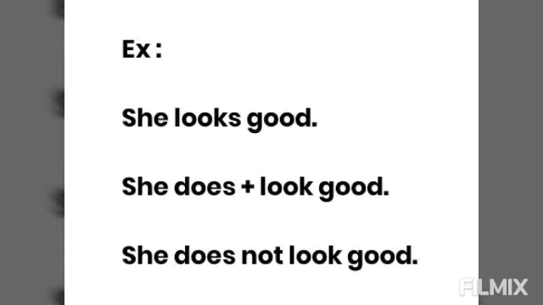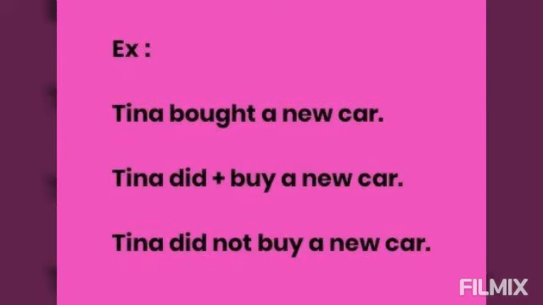Example, she looks good. This is a positive sentence. Here, looks is the verb. Now, how can we split the verb looks? She does plus look good. Now, how can we make it negative? By adding not between does and look. Now, the negative sentence will be, she does not look good. That's all. We'll see one more example.